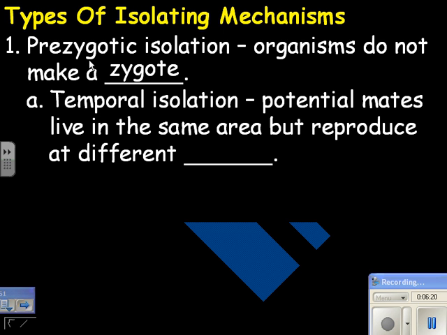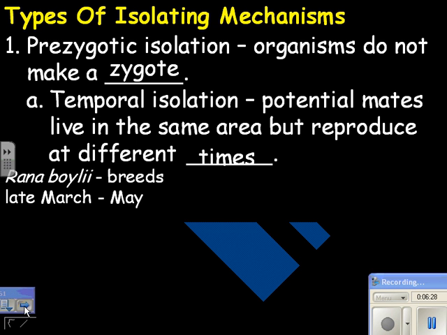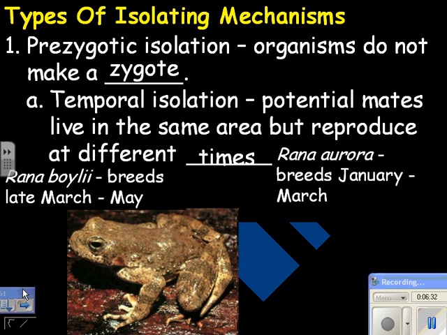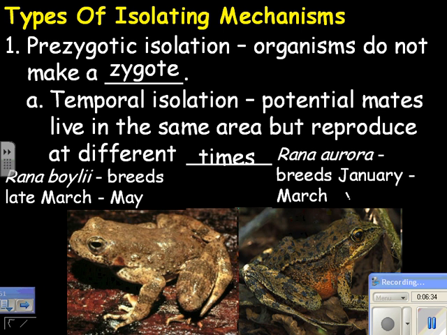One prezygotic isolation mechanism is temporal isolation. That means the potential mates live in the same area, but they reproduce at different times. An example of that is this frog that breeds in March to May, and this frog that breeds in January through March. Even though they live in the same place, they tend to breed at different times, and so over a long period of time, they became two different species. You can see they're the same genus, but they're different species.